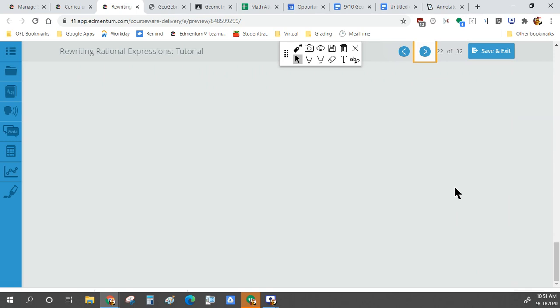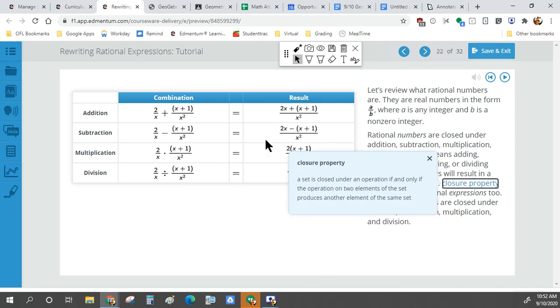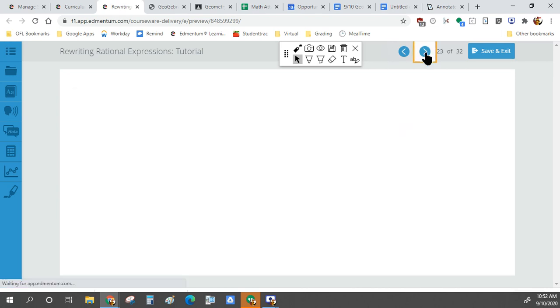All right, so let's move on to this next one. This next one's just showing us how to do addition and subtraction. What they're doing here is skipping the step where we had to multiply by x on both. So this is a quick way of showing that everything's closed under division, multiplication, and addition. They're just not showing you the steps on how they got these results.